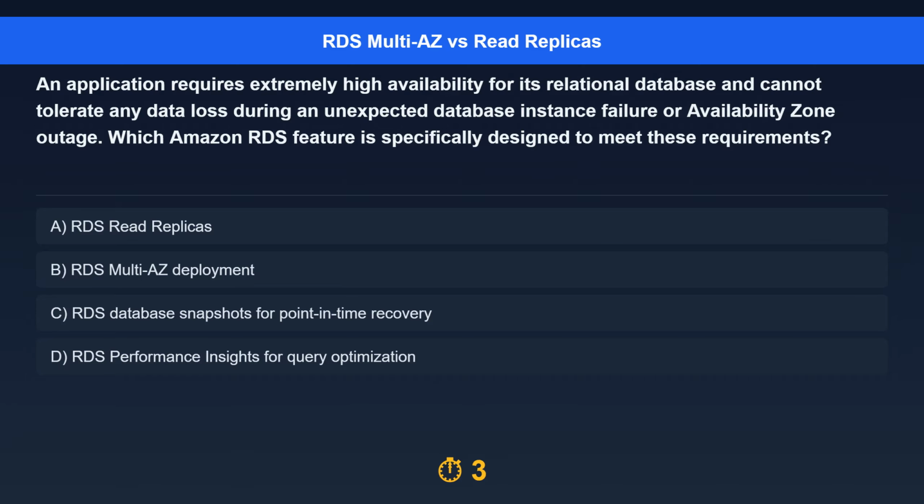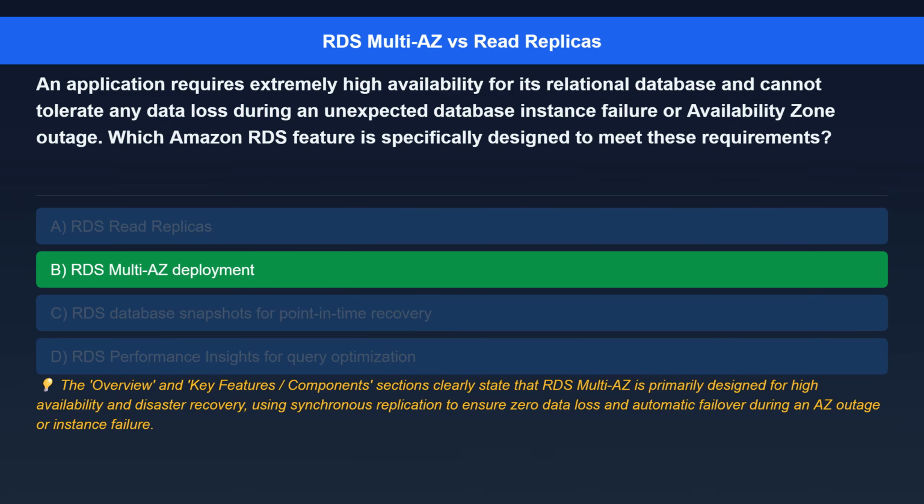The correct answer is RDS multi-AZ deployment. Here's the explanation. The overview and key features/components sections clearly state that RDS multi-AZ is primarily designed for high availability and disaster recovery, using synchronous replication to ensure zero data loss and automatic failover during an AZ outage or instance failure.